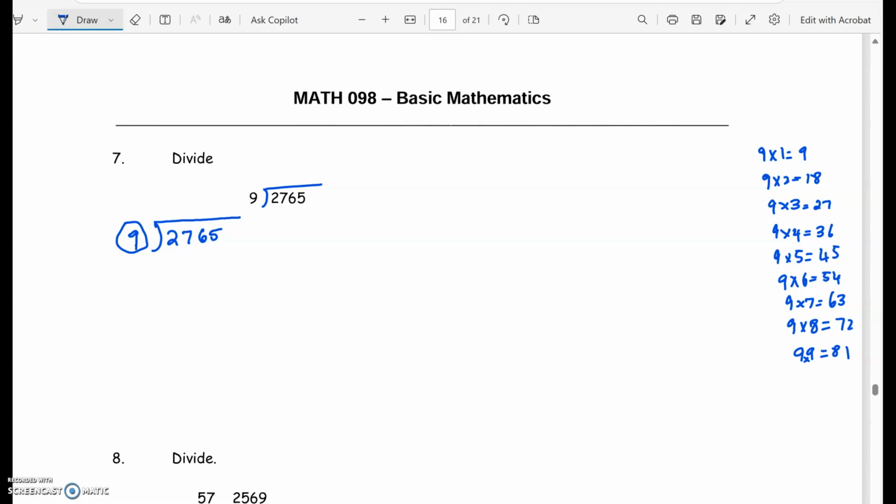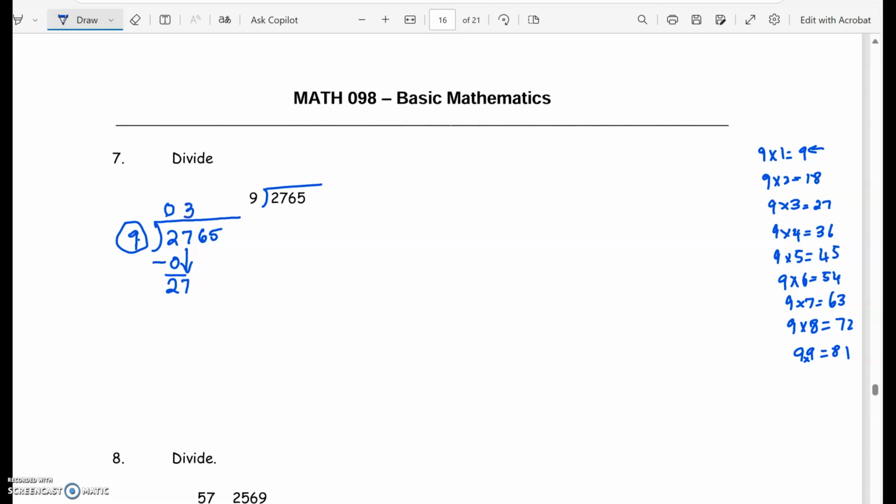How many times does 9 go into 2? 9 times 1 is 9, so 9 is too big, so this would be 0. So 9 does not go into 2 because 2 is less than 9. So 9 times 0 is 0. Subtract, bring the next digit down. As soon as you bring the next digit down, ask yourself, how many times does 9 go into 27?